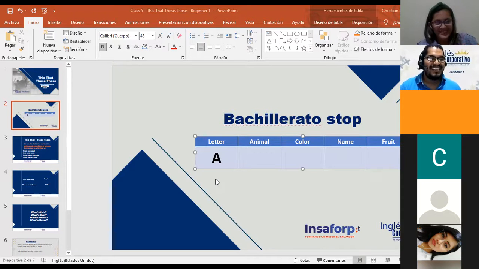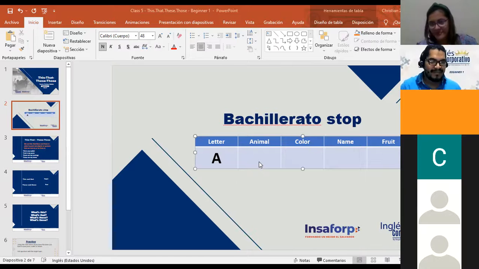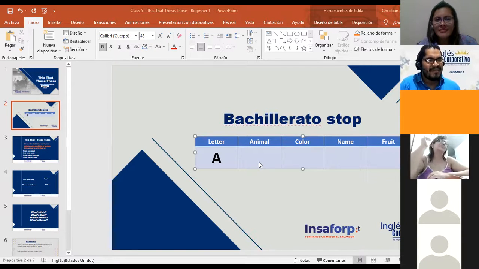Somebody else had something different? Me, teacher. Okay, Maria, go. Animal, ant. Ant, okay. Colors, amethyst. Amethyst? What color is that? ¿Qué color es? Morado. Es amatista, el color morado. Oh, really? Okay. Name, Anna. And fruit, apple. Apple, yeah, very good.